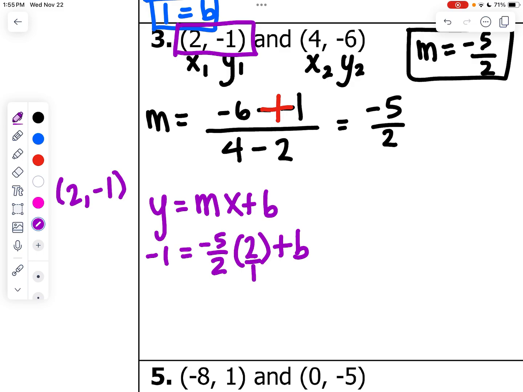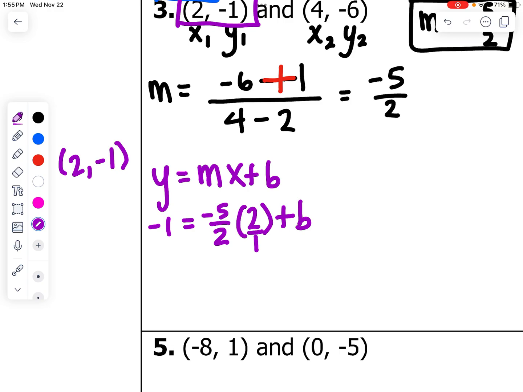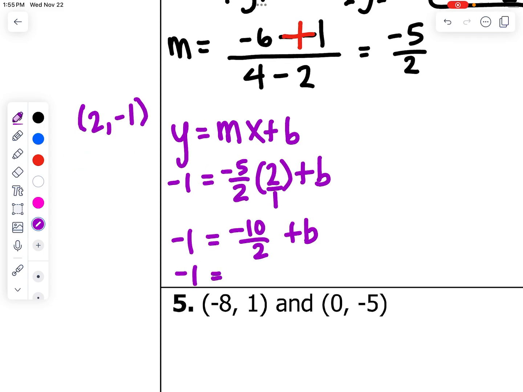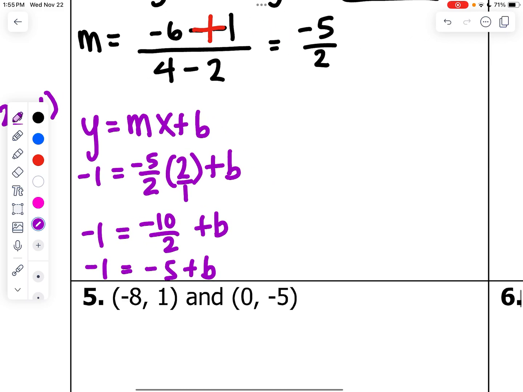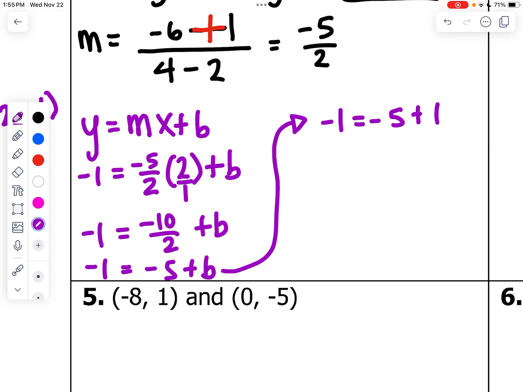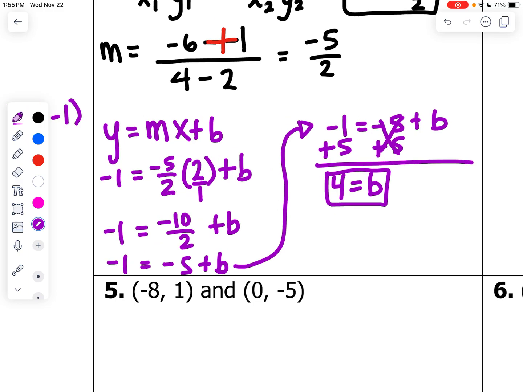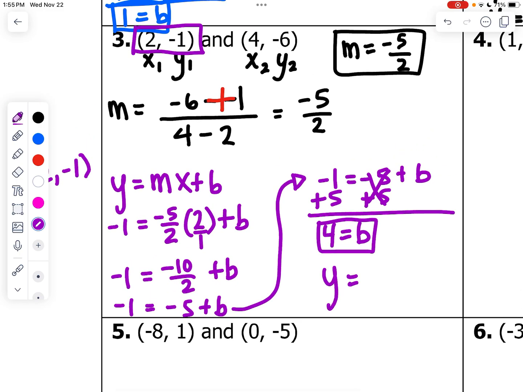Remember, if your number is not a fraction, put a 1 under it, and then just multiply across. So we have negative 1 equals negative 5 times 2 is negative 10. 2 times 1 is 2. So it's negative 10 over 2. What's negative 10 divided by 2? Negative 5. So it's negative 1 equals negative 5 plus b, and then we add 5 to both sides. We just found b. So my answer is y equals mx plus b.